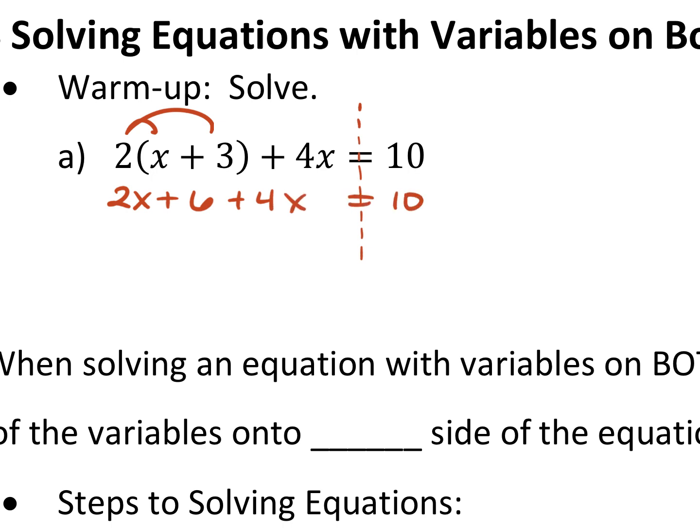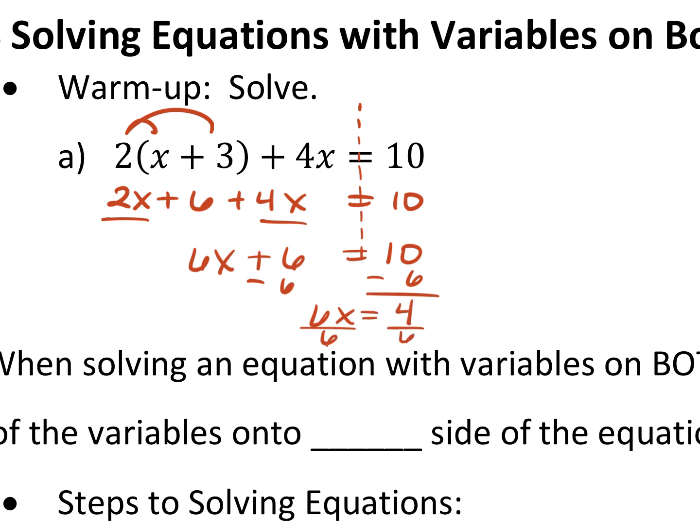Okay, here's my equal sign. Now what? And then you combine. Combine like terms because they're on the same side. 2x plus 4x is 6x plus 6 equals 10. Okay, then from there, take away your 6. So 6x equals 4, and then divide by 6. So x is 4/6, which is really 2/3.